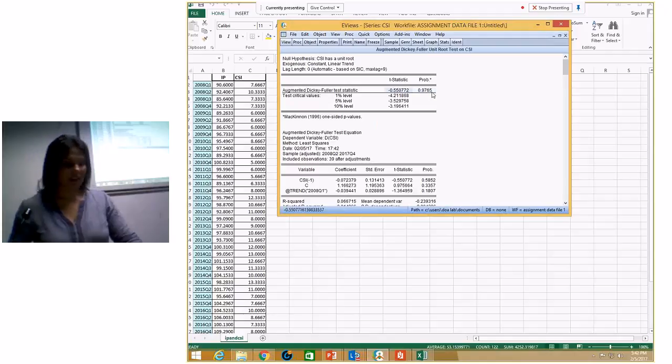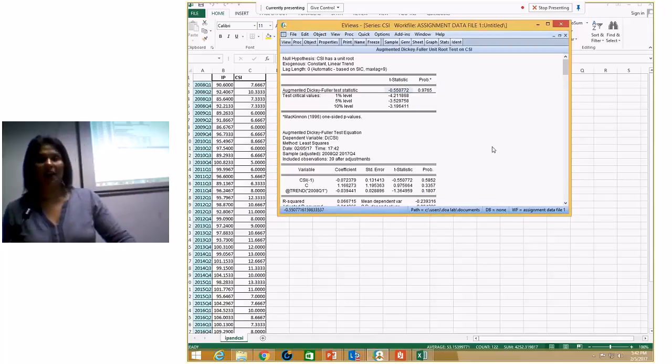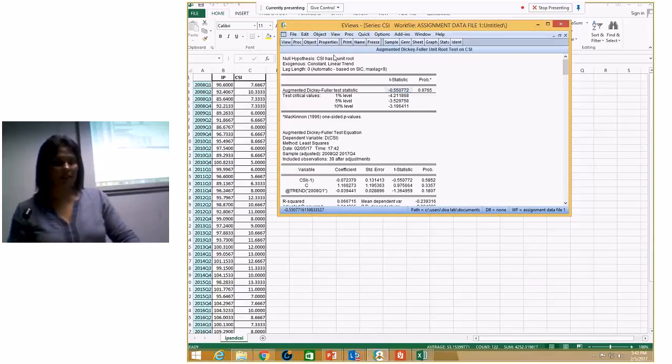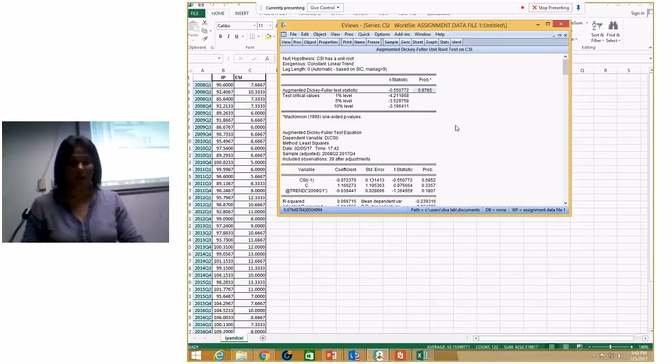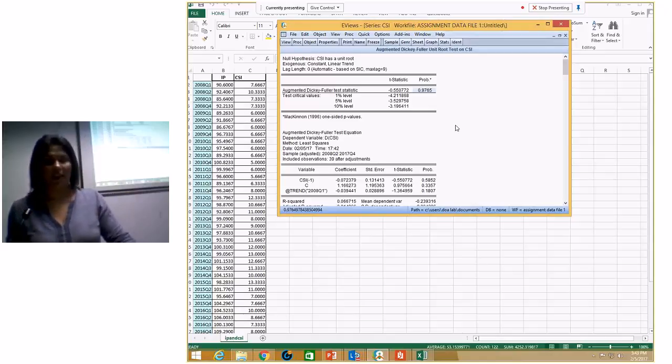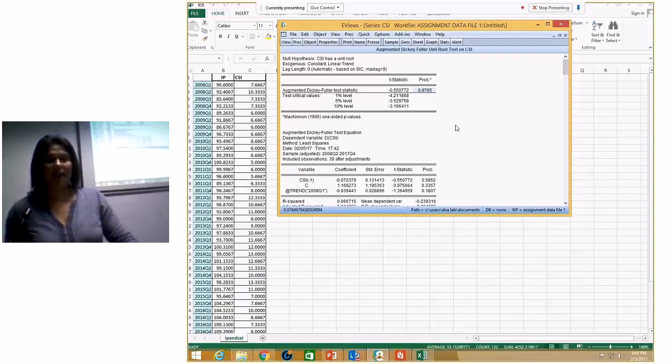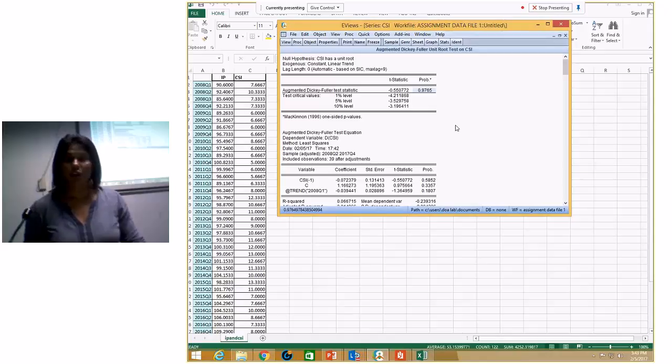Then we can see that our data series are not stationary. Our null hypothesis is unit root. Null hypothesis: CSI has a unit root, which means non-stationary. CSI has a unit root, versus CSI has no unit root, which means stationary. Then we reject, because our probability value 0.9765, it is less than 5%. It is less than 5% means we can confirm that CSI has a unit root.